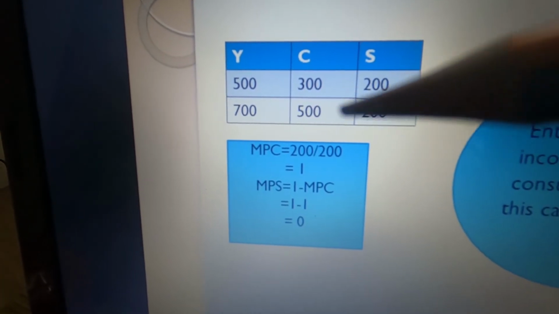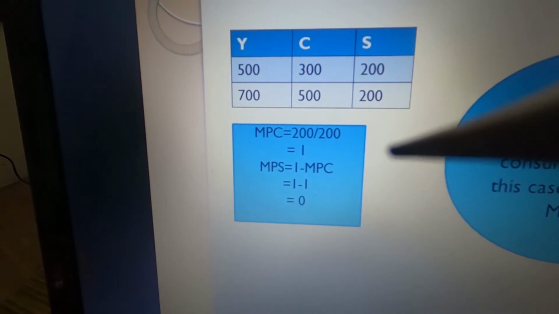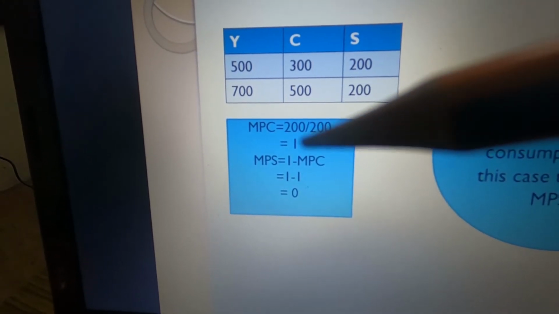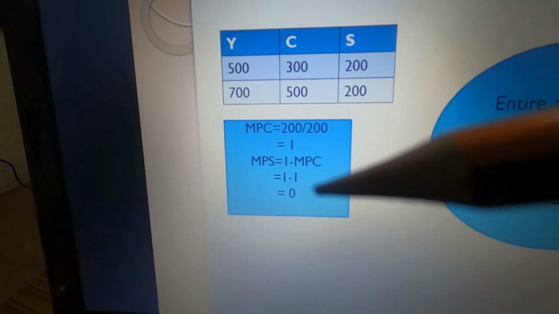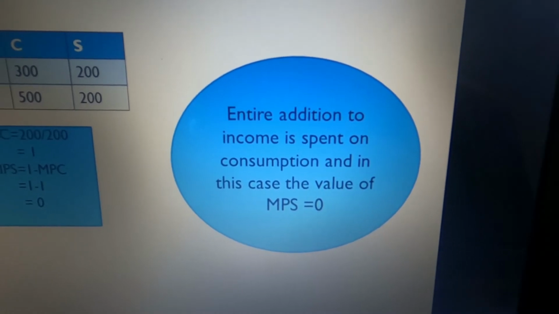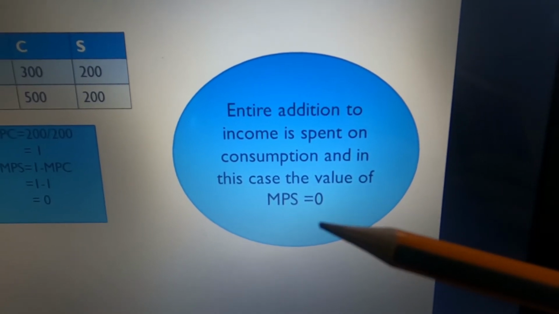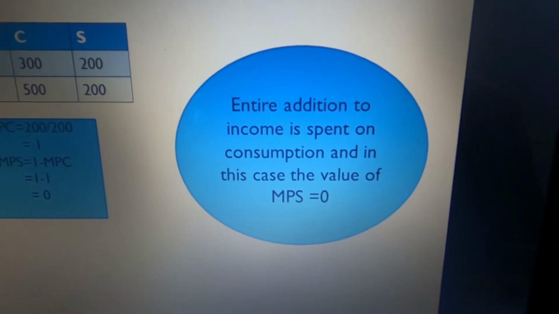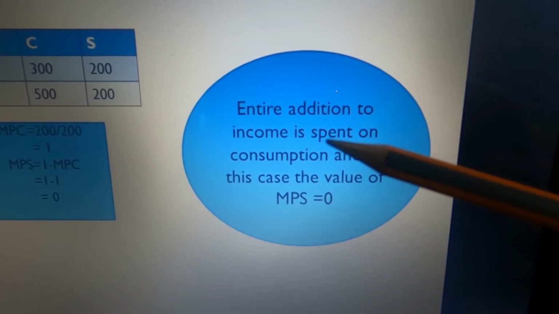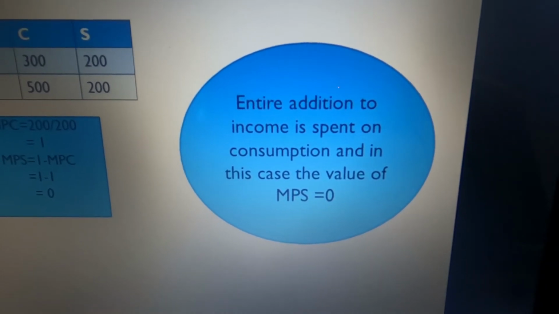Is that clear? So if MPC is 1, then what will be the value of MPS? Very simple. What we have to do now is 1 minus MPC, that is 1 minus 1 will be 0. So when the value of MPC is 1, then the MPS value will become 0. Now, the entire addition to income is spent on consumption, and in this case the value of MPS will be 0. So this MPS value will become 0 only when the entire addition to income is spent on consumption. And at that time MPS will become 0.